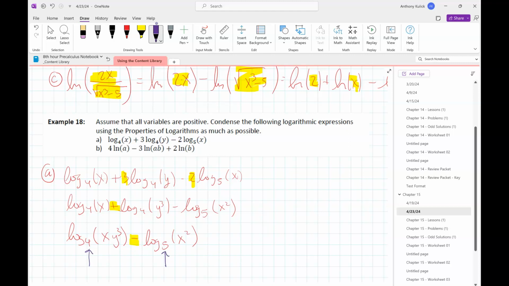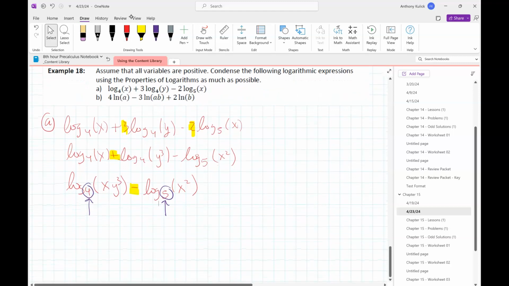Look at the bases on the logarithms. They do not match. To use a product or quotient property, the bases must be the same. So this is as far as you could go. Oh, Mr. Kulik, that's so tricky. Well, I'm showing you all the good tricks now, so hopefully I don't fool you later.